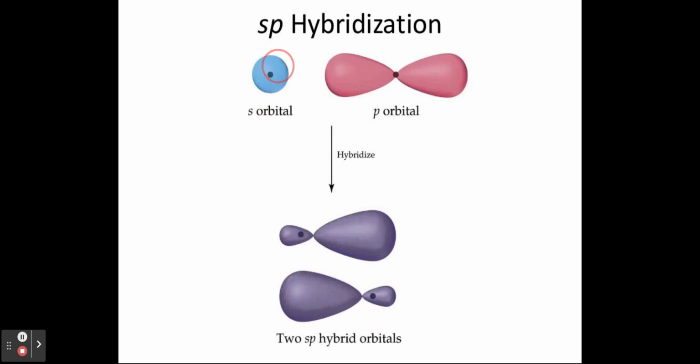So here you have an s orbital and a p orbital. These are not the same energy. They are different in energy. But when you hybridize them, you get two equal energy orbitals. So now you get what are called sp hybrid orbitals. These are the new orbitals that are formed and involved in bonding.